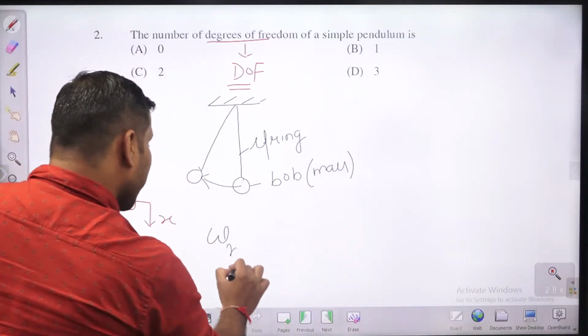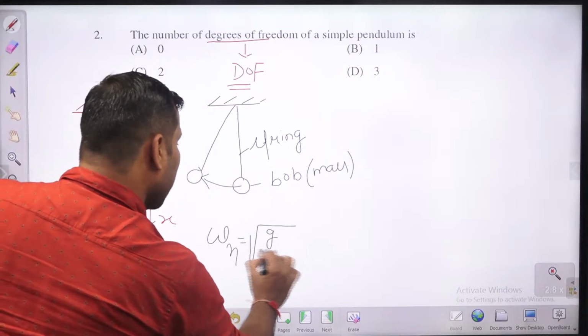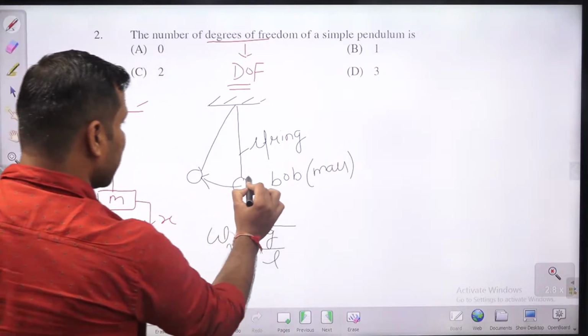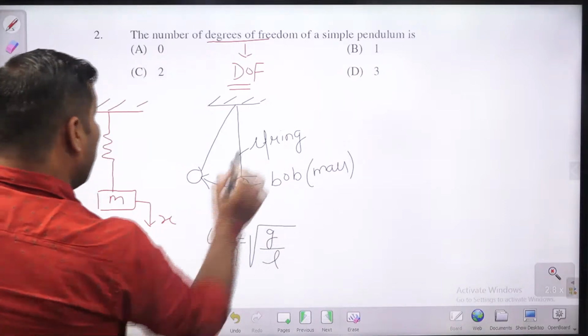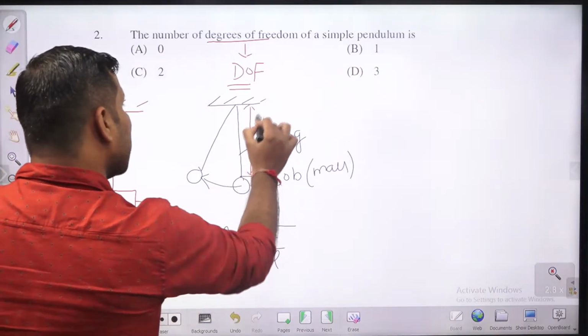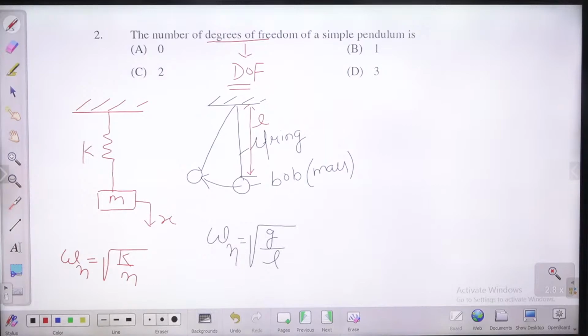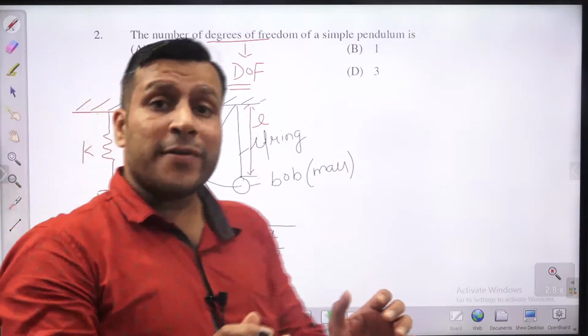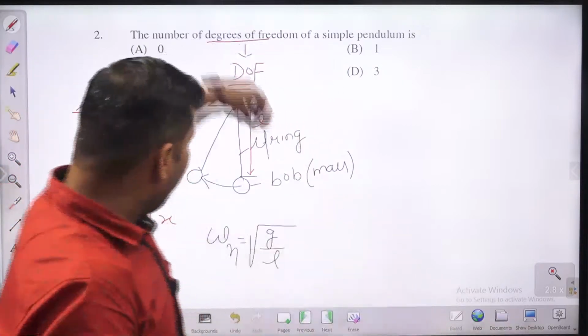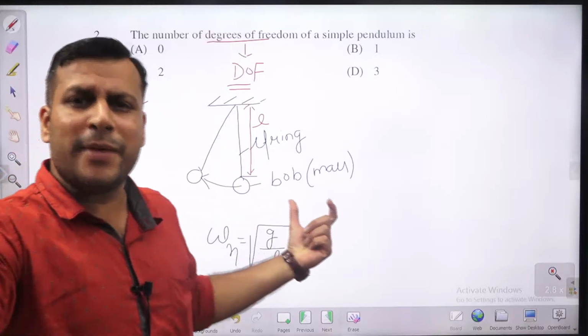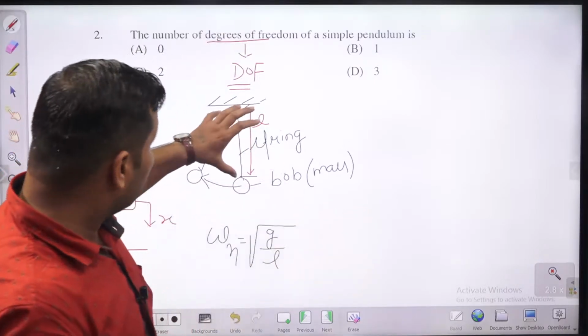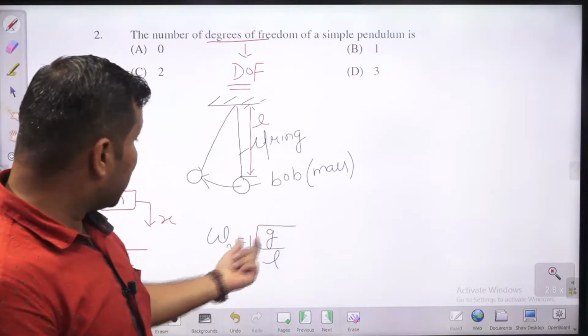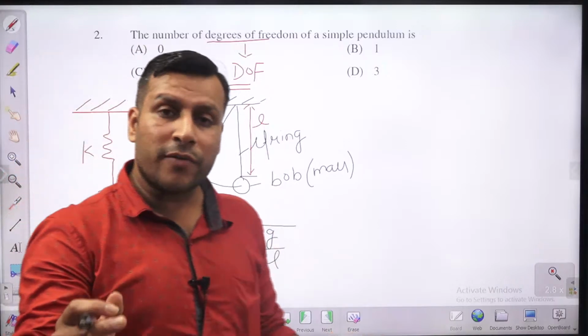Here the natural frequency will be under root g by l, where l is the length of the string, guys. In case of a simple pendulum, the natural frequency will be under root g by l. Just remember, very very important, pendulum frequency is independent of the mass. It depends on the length. So frequency is under root g by l, where g is the acceleration due to gravity.